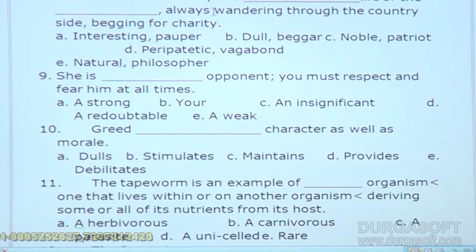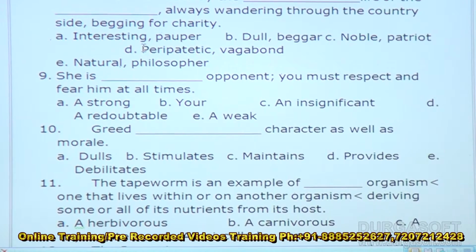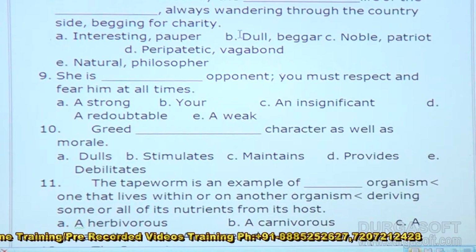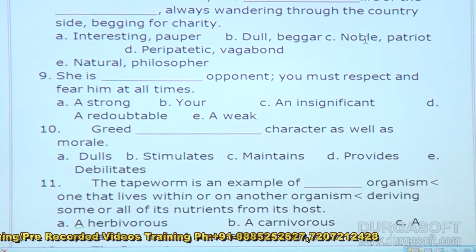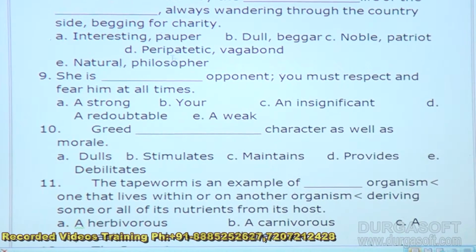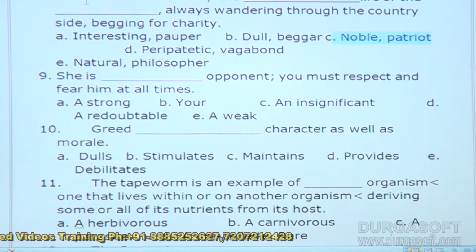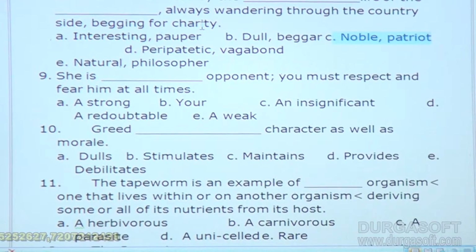Next question, we are not attracted by the dash, life of the dash, always wandering through the countryside begging for charity. So we are not attracted by the interesting life of the pauper, no. We are not attracted by the dull life of the, no. We are not attracted by the noble life of the patriot, yes, always wandering through the countryside begging for charity. So who will generally be begging for charity? Patriotic people. So we will go with C. Our answer goes with C option.